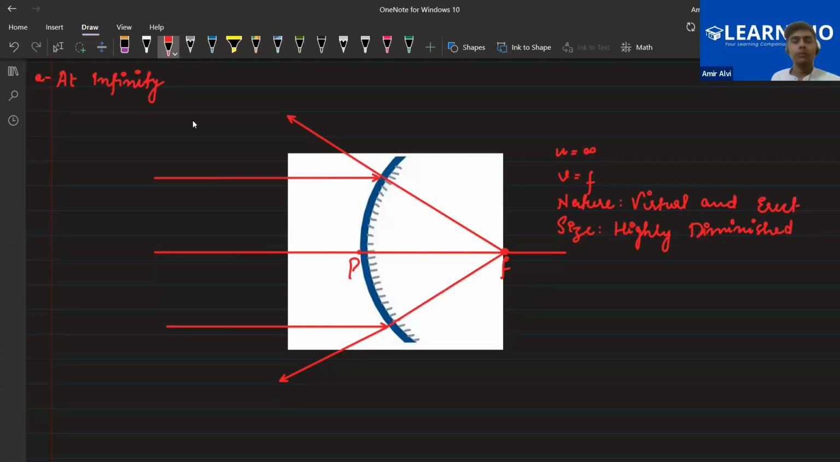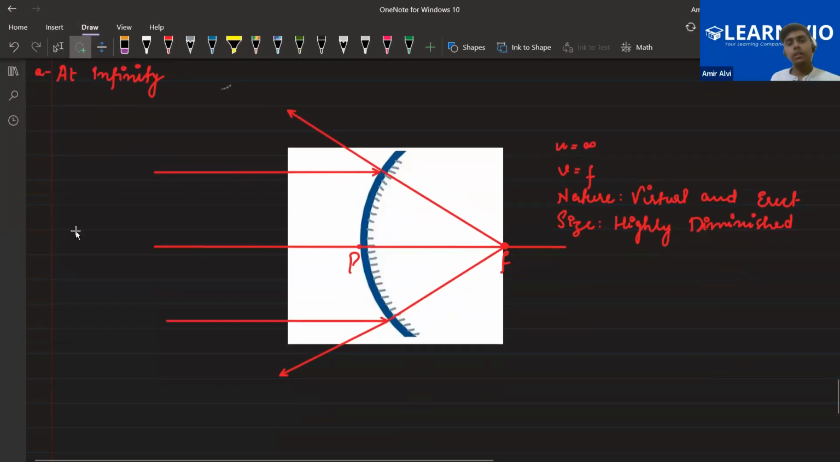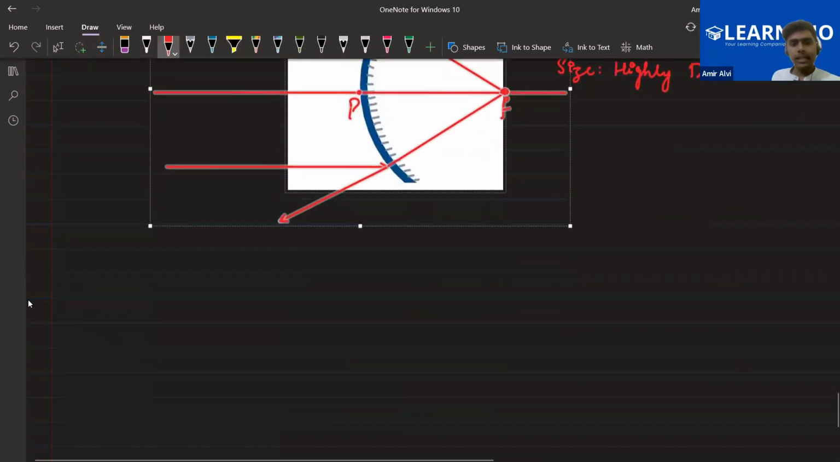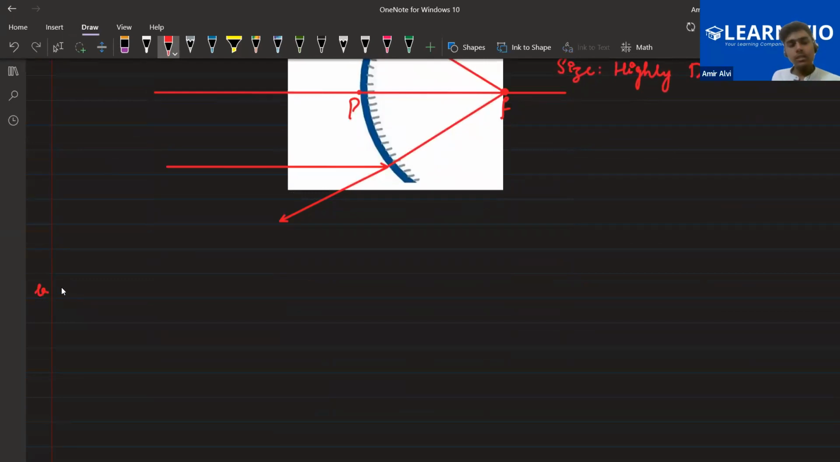Let me copy paste this again and then move forward to the second case. The second case is the only other case of this. This will be as between.